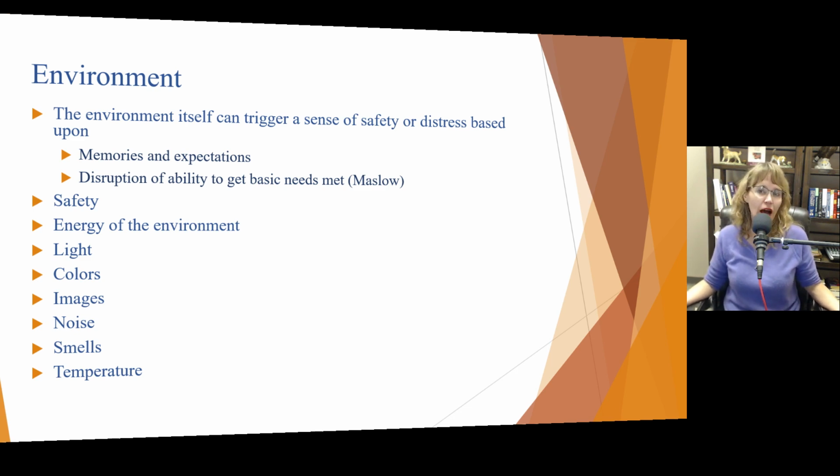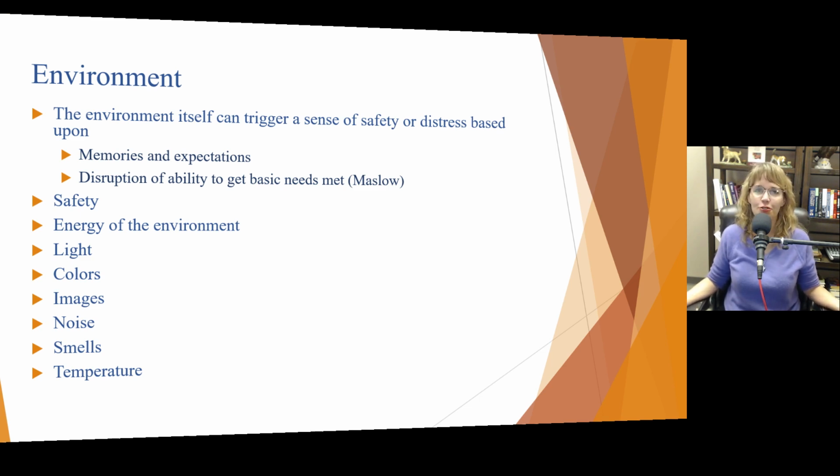Now think about another time that you've been somewhere, maybe on the beach, where you hear the gulls calling and you hear the waves flapping in and you feel the warmth of the sun and you can smell the salt air. How does that environment make you feel emotionally? What are your thoughts when you're in that kind of environment? What do you tend to think about more or focus on? So the environment can trigger a sense of safety or distress based on memories or expectations.